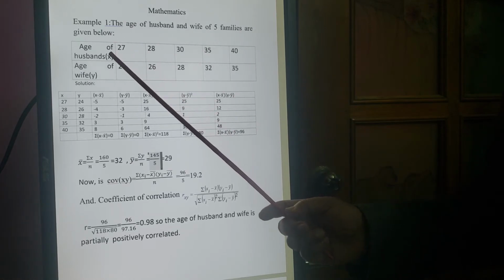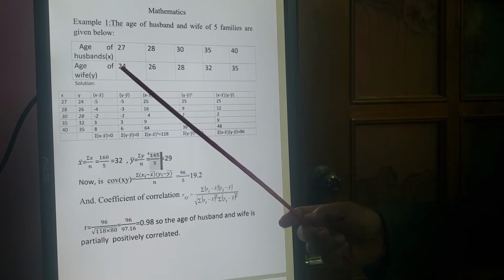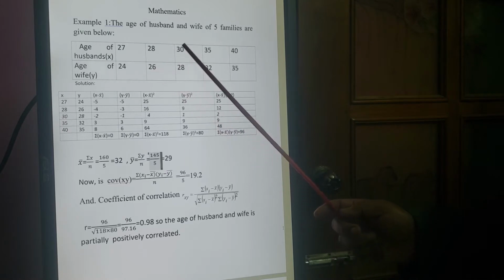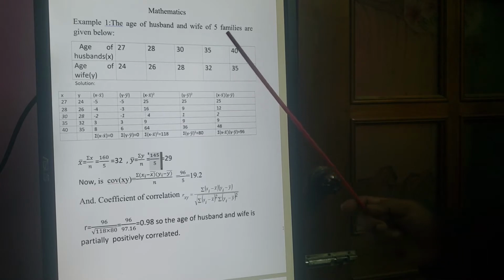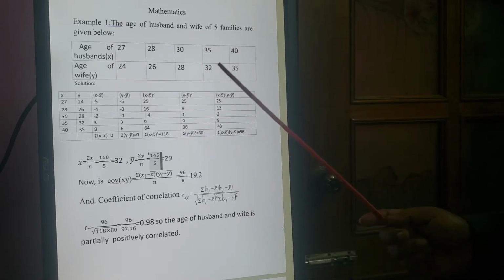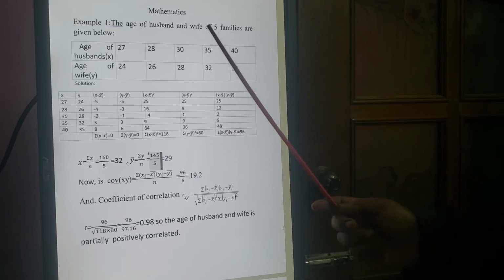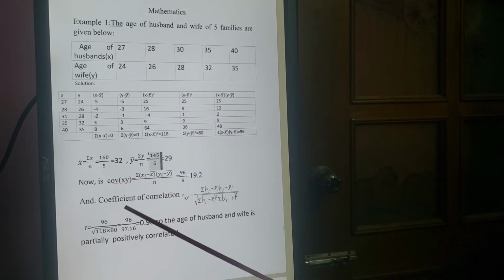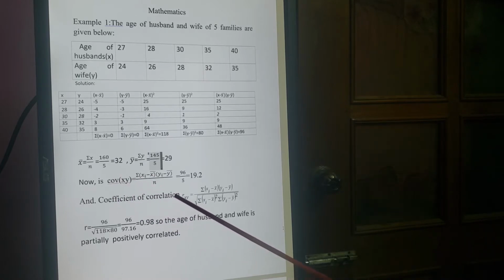Age of husband 27, age of wife of the same couple 24; age of husband 28, wife 26; like this 30, 28; 35, 32; 40, 35. Now the data of the ages of 5 couples, that is husband and wife, is given. We have to find out the covariance and the coefficient of correlation by the direct method.